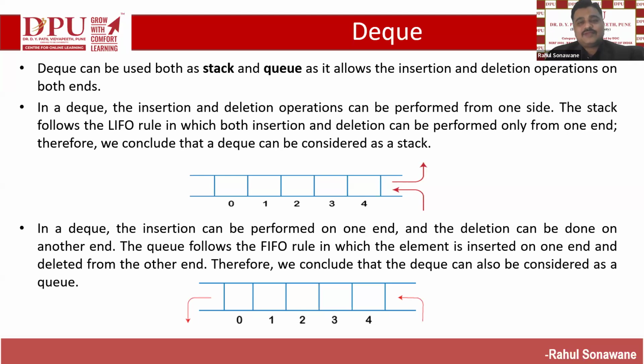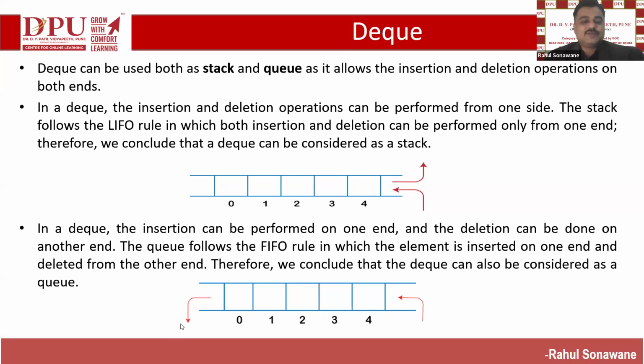We have seen in the context of a stack that we insert the element from the top as well as remove the element from the top. So the double-ended queue facilitates both data structures. If the insertion and deletion operations are performed from one side, then we can treat it as a stack, that is, it follows the last in, first out manner.